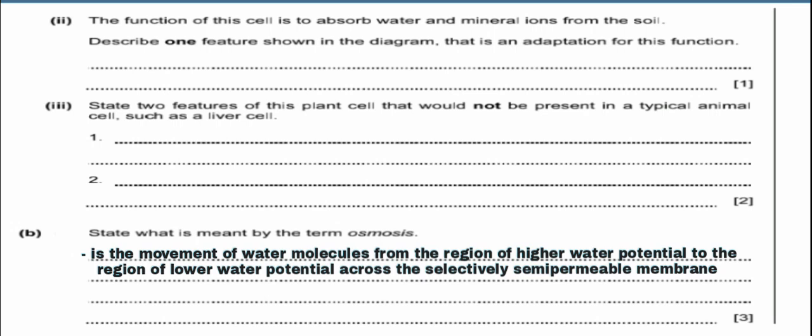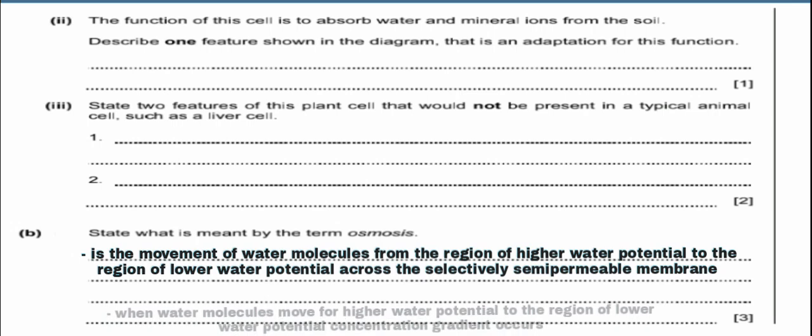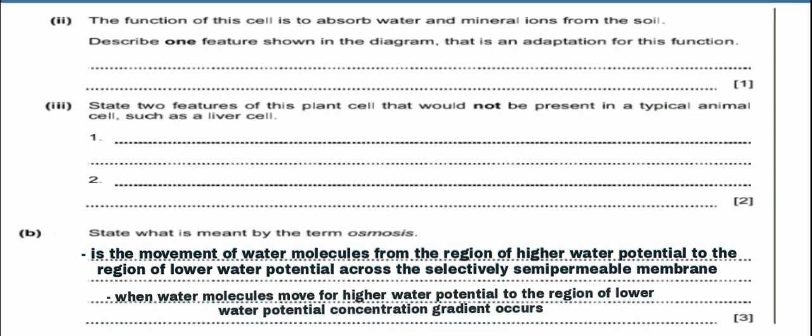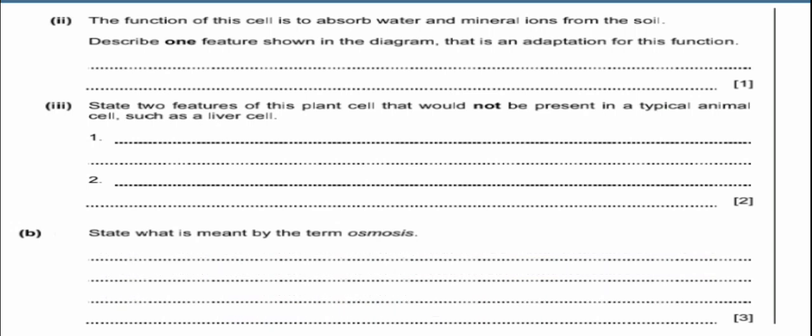Then apart from that one, we are going to say, when the water molecules move from lower concentration going to the higher concentration, the concentration gradient occurs. So now you may wonder what concentration gradient is. By definition, concentration gradient is the difference in concentration between two regions.